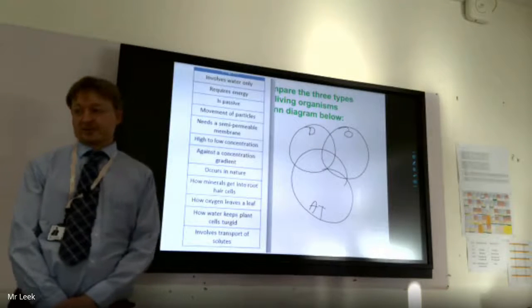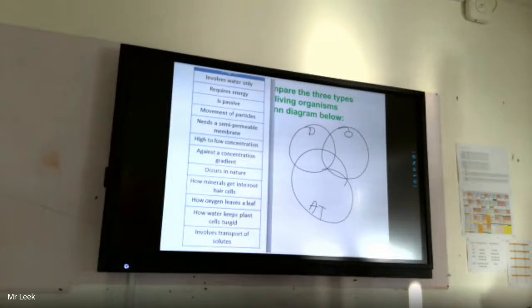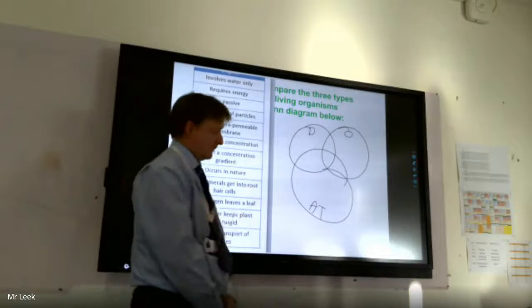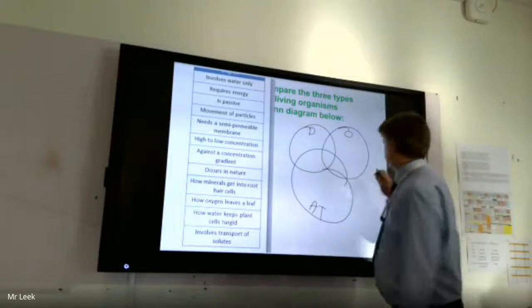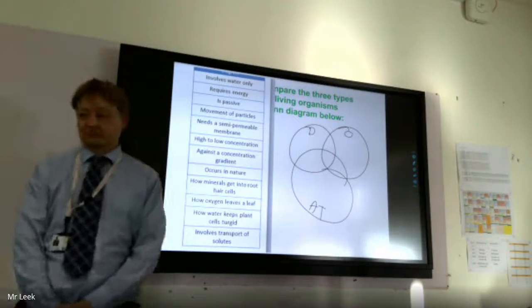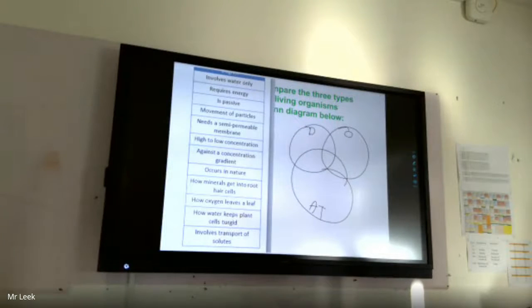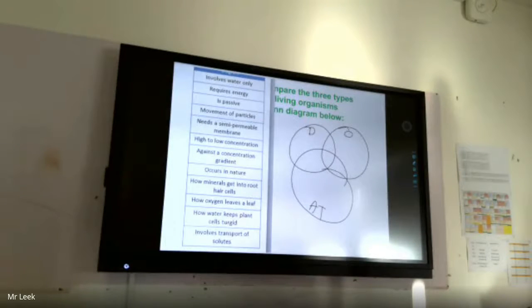Okay, let's have no talking in class, please. So it's the part one animal thing. What's the part one? Active transport.